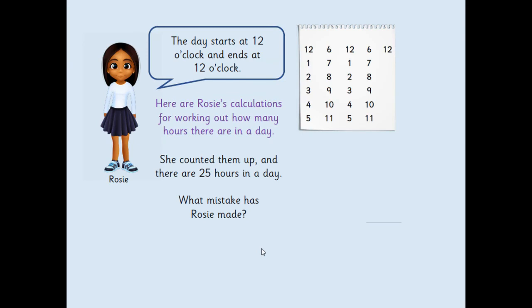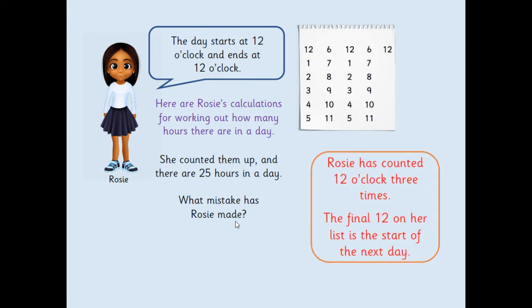Right, this is the last reasoning question. The day starts at 12 o'clock and ends at 12 o'clock. Here are Rosie's calculations for working out how many hours there are in a day. She counted them up and there are 25 hours in a day. What mistake has Rosie made? Please have a go at it and spot the mistake. Right, let's have a look. So Rosie has counted 12 o'clock 3 times. The final 12 on her list is the start of the next day.